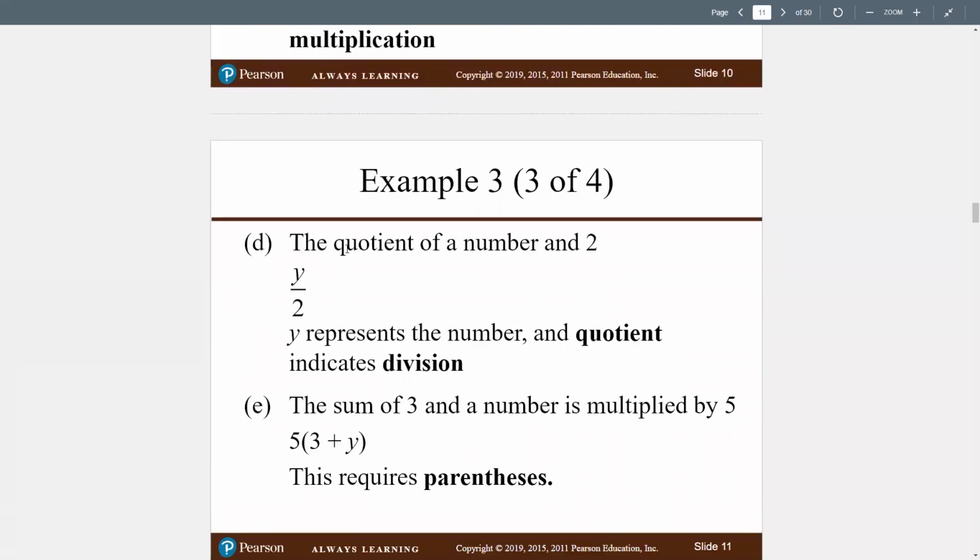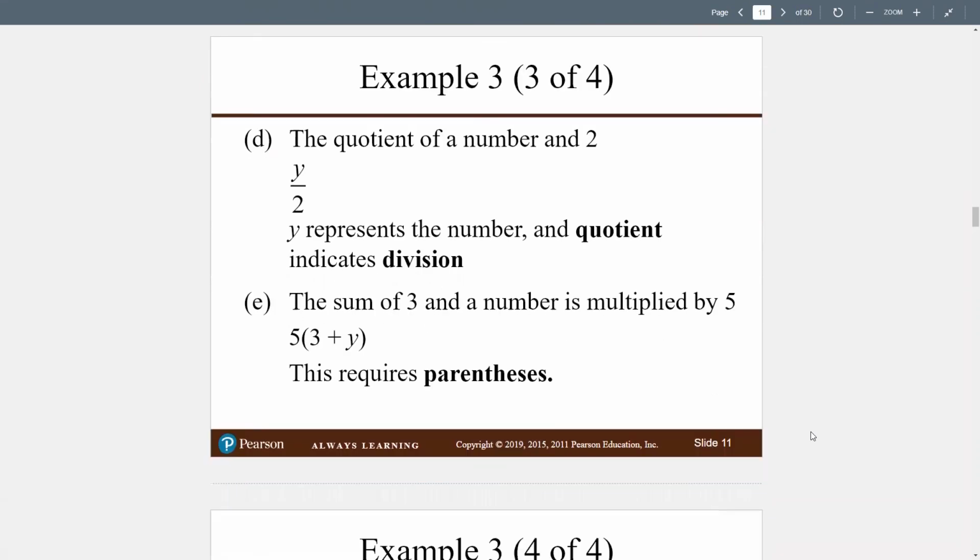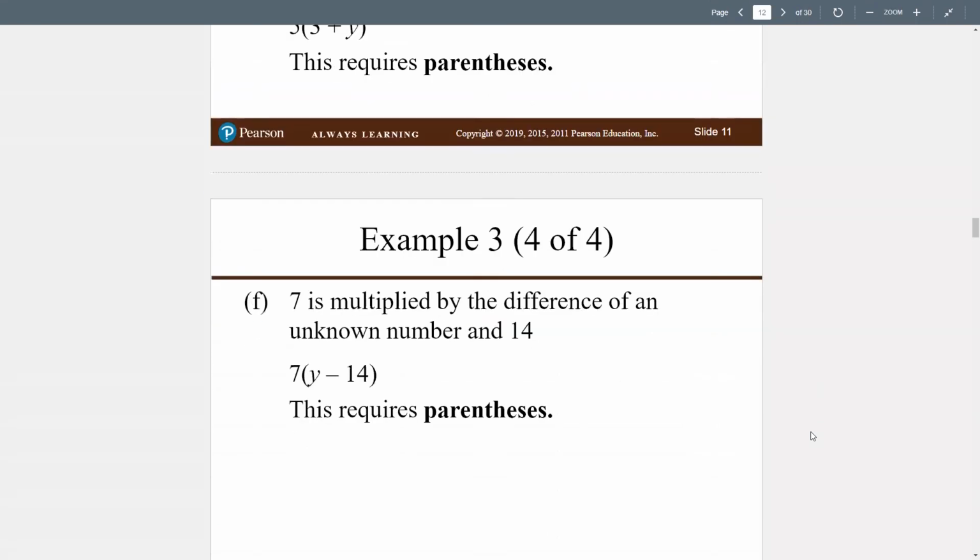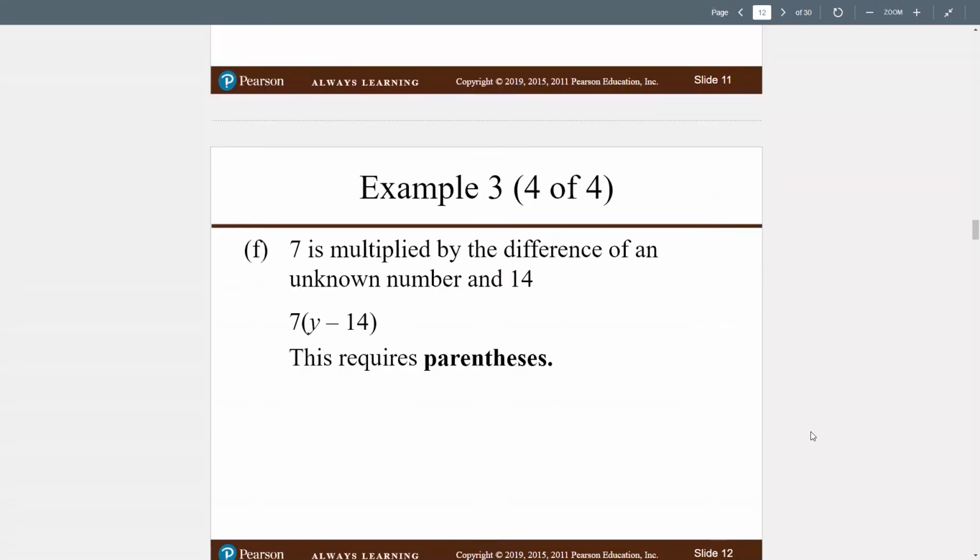Quotient is obviously going to be division. And then if you have two numbers being multiplied by the same thing, then you have to realize that you're going to use parentheses. All right. I know it seems rather like review right now, and chapter 4 is under the prereq information for a reason.